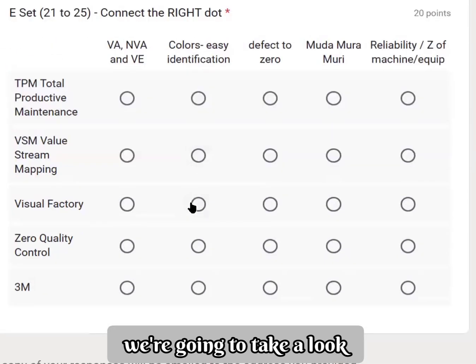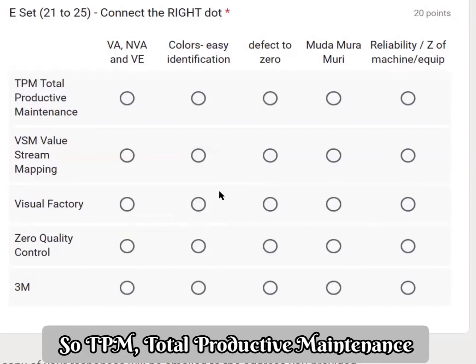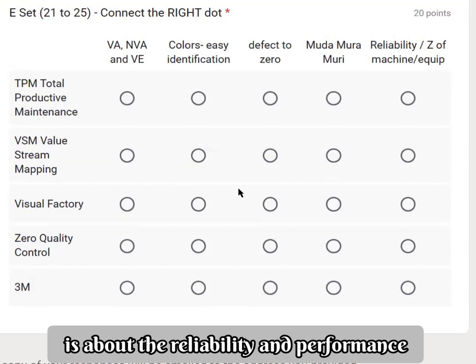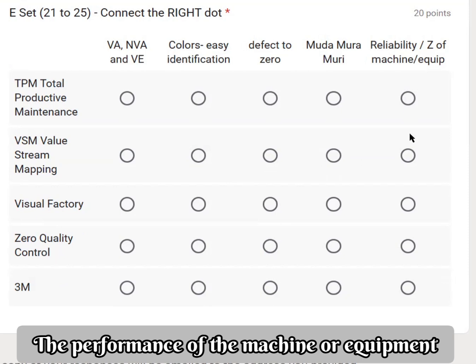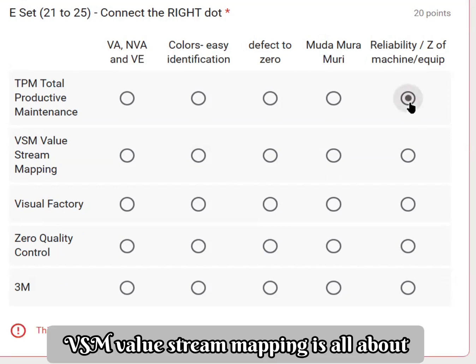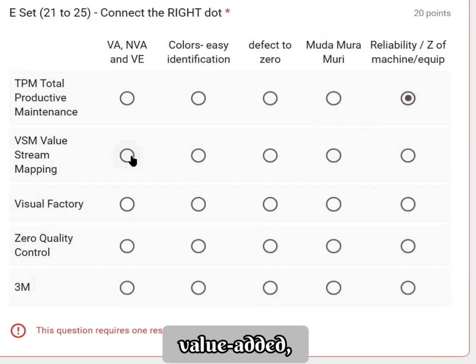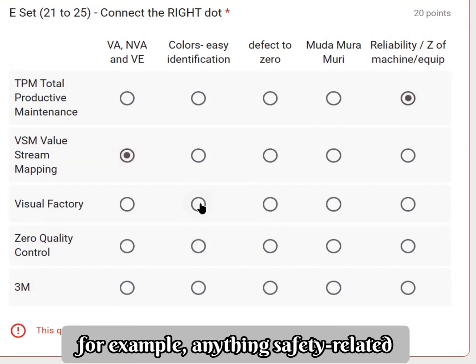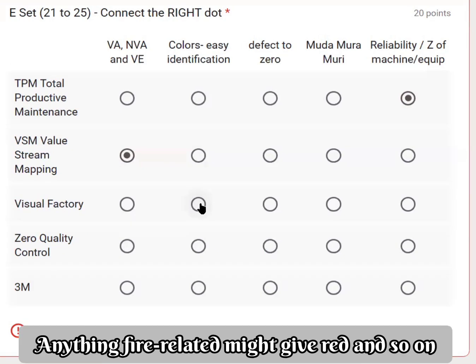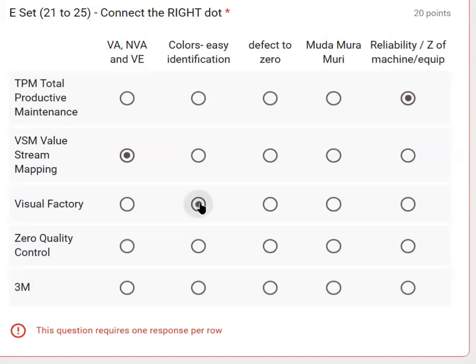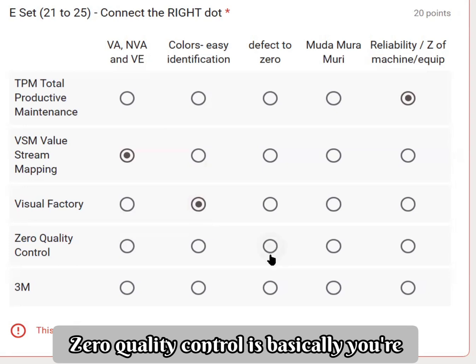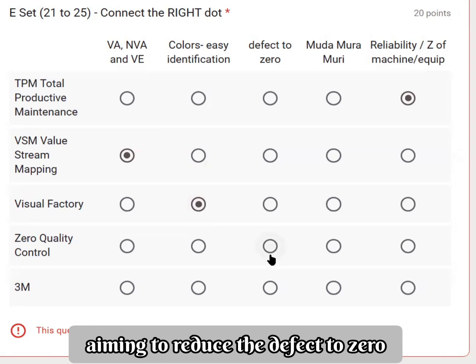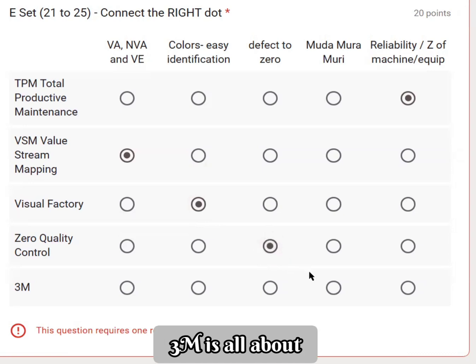The last set we're going to take a look at is the E set. TPM, total productive maintenance, is about reliability and performance, the performance of the machine or equipment. VSM, value stream mapping, is all about classifying value added, non-value added, and value enabled. Visual factory is basically coloring, for example, anything safety related you might give green, anything fire related you might give red, and so on. Zero quality control is aiming to reduce defects to zero. 3M is all about Muri.